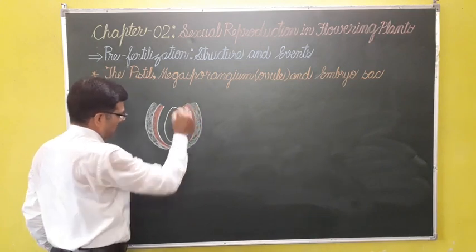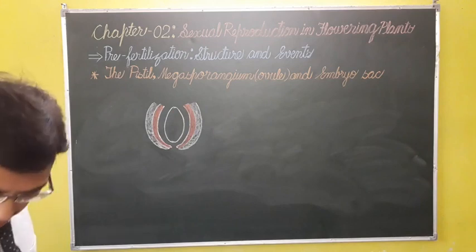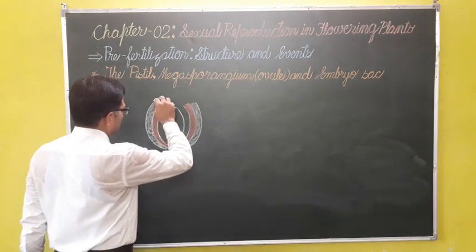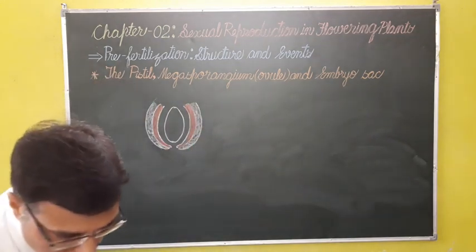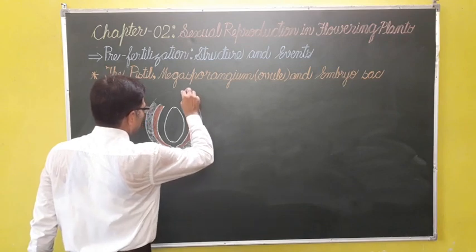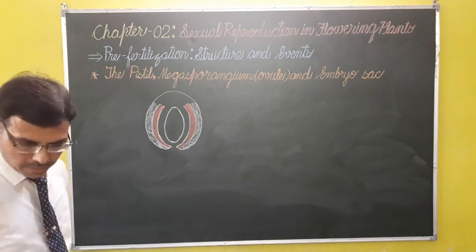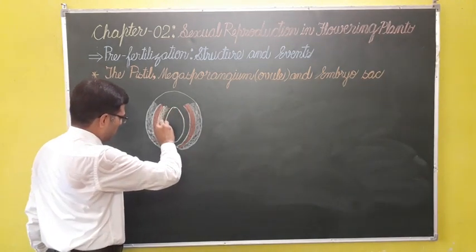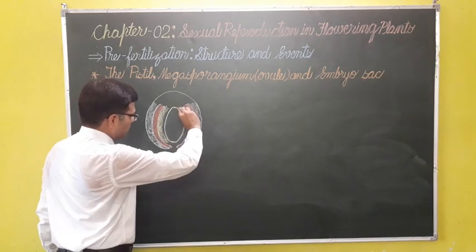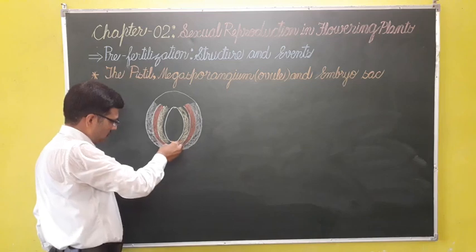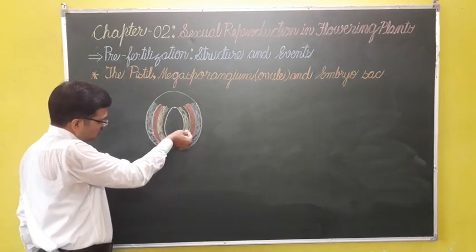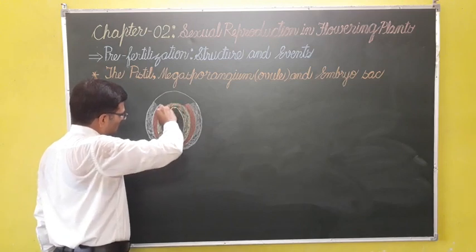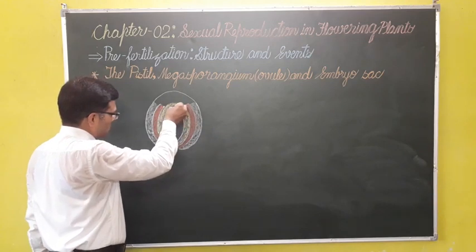Right? Now these two envelopes surround a tissue which is called the nucellus. Let us complete this. So this is the nucellus I am drawing right now.